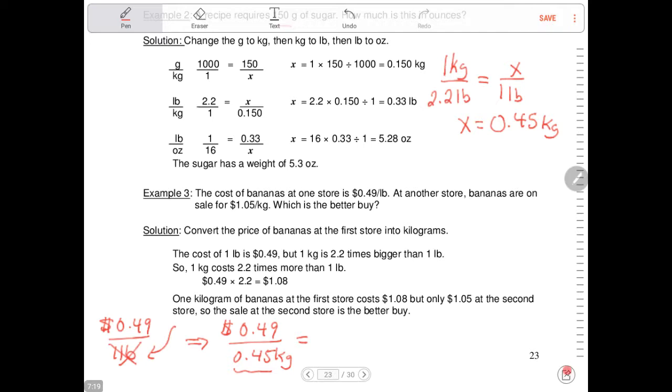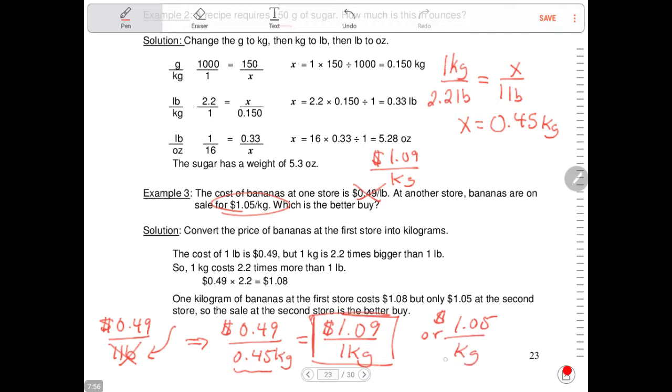And I have to assume you know how to do a unit price. To get that, all I'm going to do is take 0.49 and divide it by 0.45. And what that gives me is a new price of $1.09-ish for 1 kilogram. So you see, now everything's the same. This became $1.09 per kilogram. And then we have this one here, which is $1.05 a kilogram. Well, which one would you rather take? I personally would rather take the one that's cheaper, which is $1.05 a kilogram.